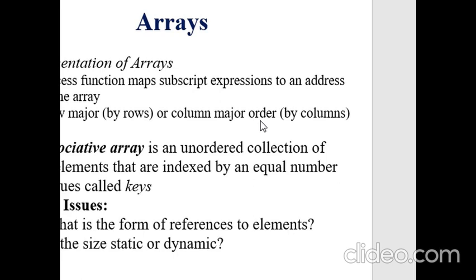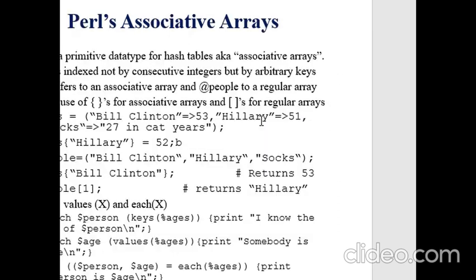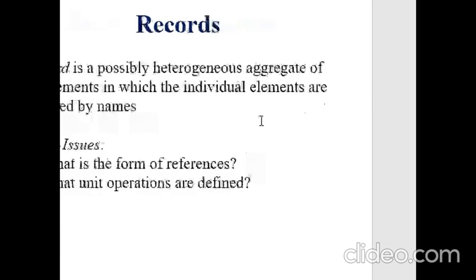An associative array is another collection of data elements that are indexed by an equal number of values called keys. What is the form of reference to elements? The Perl associative array is a primitive data type, like a hash table. In an associative array, the index is not by consecutive integers but by arbitrary keys.